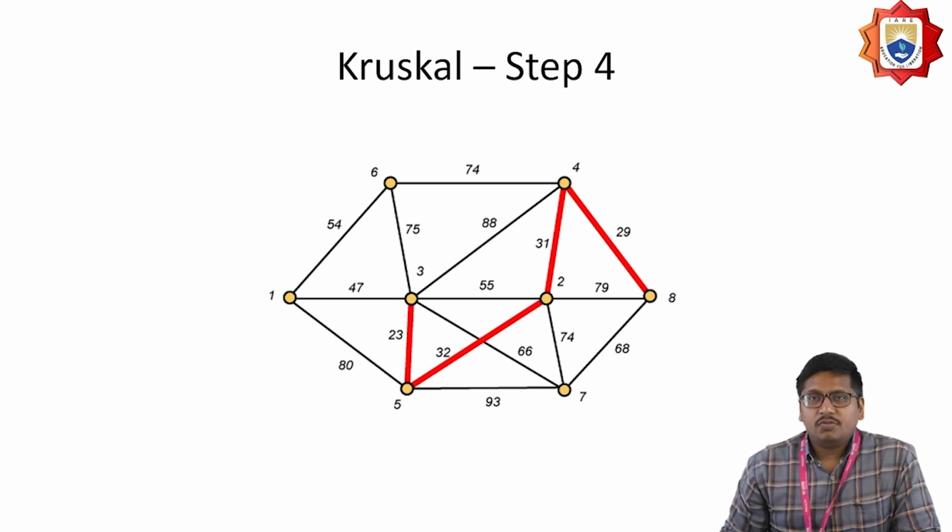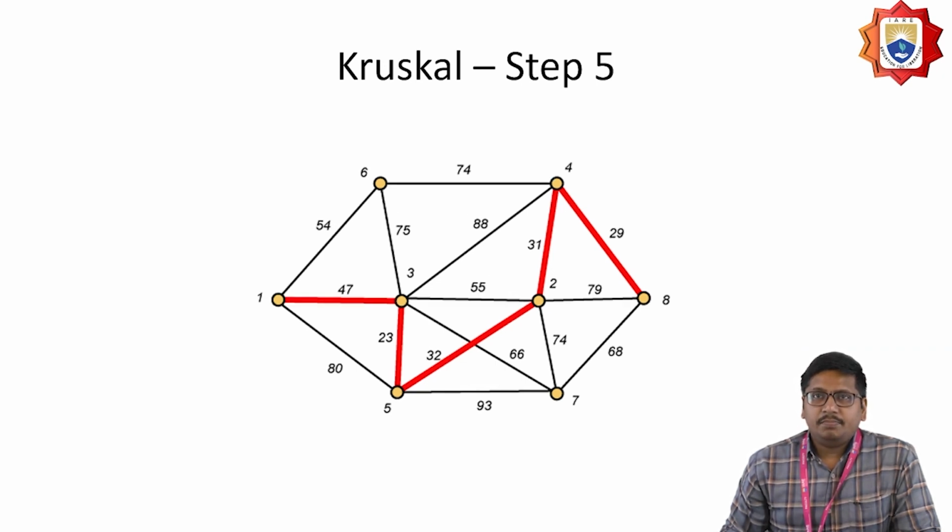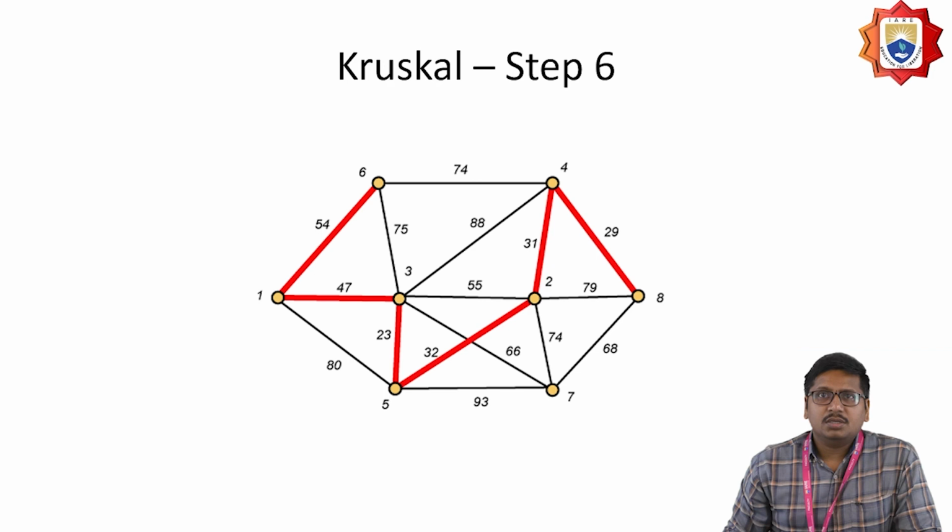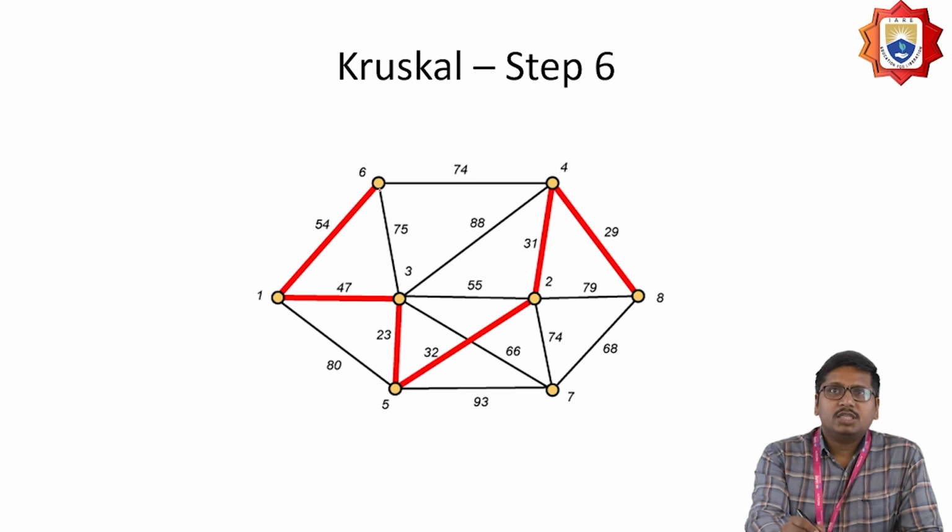So 32 does not form the cycle. So that's why I'm going to choose this as the fourth step. And after 32, what is the next minimum? 47. So 47 is going to be chosen. And the next one, 54. Okay. So if I'm going to consider what is the next one, 74.